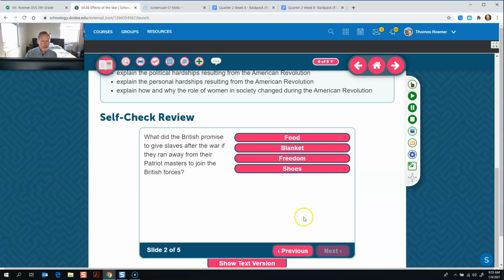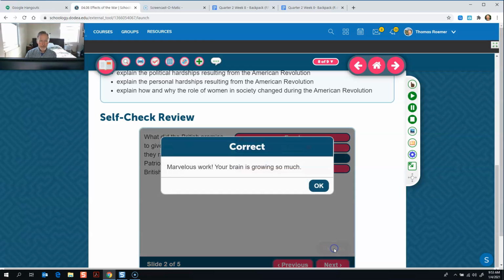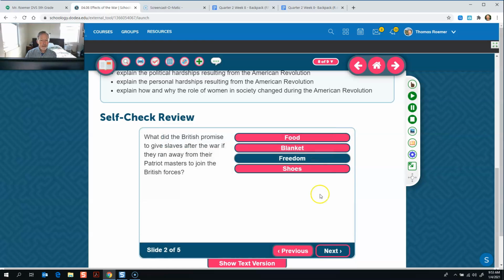What did the British promise to give slaves after the war if they ran away from their patriot masters and joined the British troops? If you're a slave, what do you want the most out of these? Food, a blanket, freedom, or shoes? Obviously, they wanted their freedom. Some did, some didn't do that.